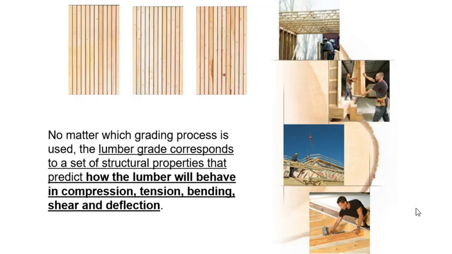Okay, so concluding, I think, on this issue is no matter which grading process is used, the lumber grade corresponds to a set of structural properties that predict how the lumber is going to behave in all of these different structural forces that they experience. So compression, tension, bending, shear, deflection. That's all the different ways that structural members get pulled and pushed and bent. All the different structural experiences that a member would go through. So the lumber grade tells the engineer how it's going to behave, and the engineer will assign a grade based on what it has to accomplish structurally.